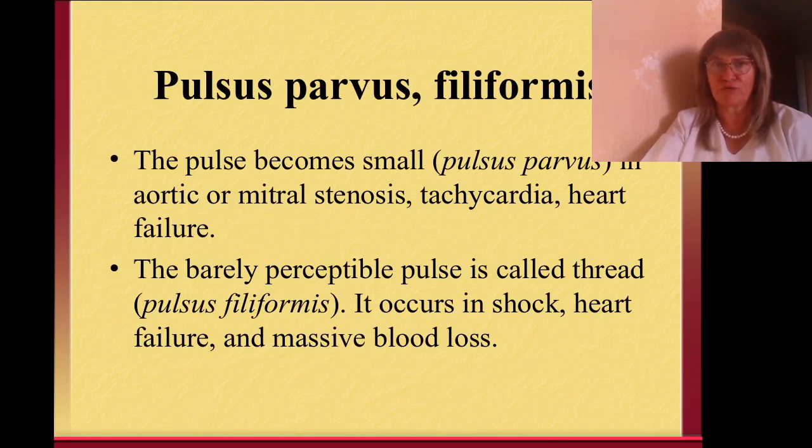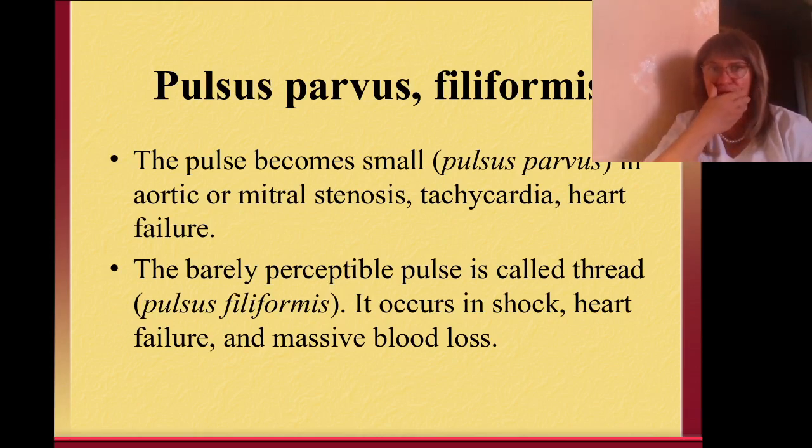Pulsus parvus, filiformis. The pulse becomes small. Pulsus parvus occurs in aortic or mitral stenosis, tachycardia, and heart failure. The barely perceptible pulse is called pulsus filiformis. It occurs in shock, heart failure, and massive blood loss.